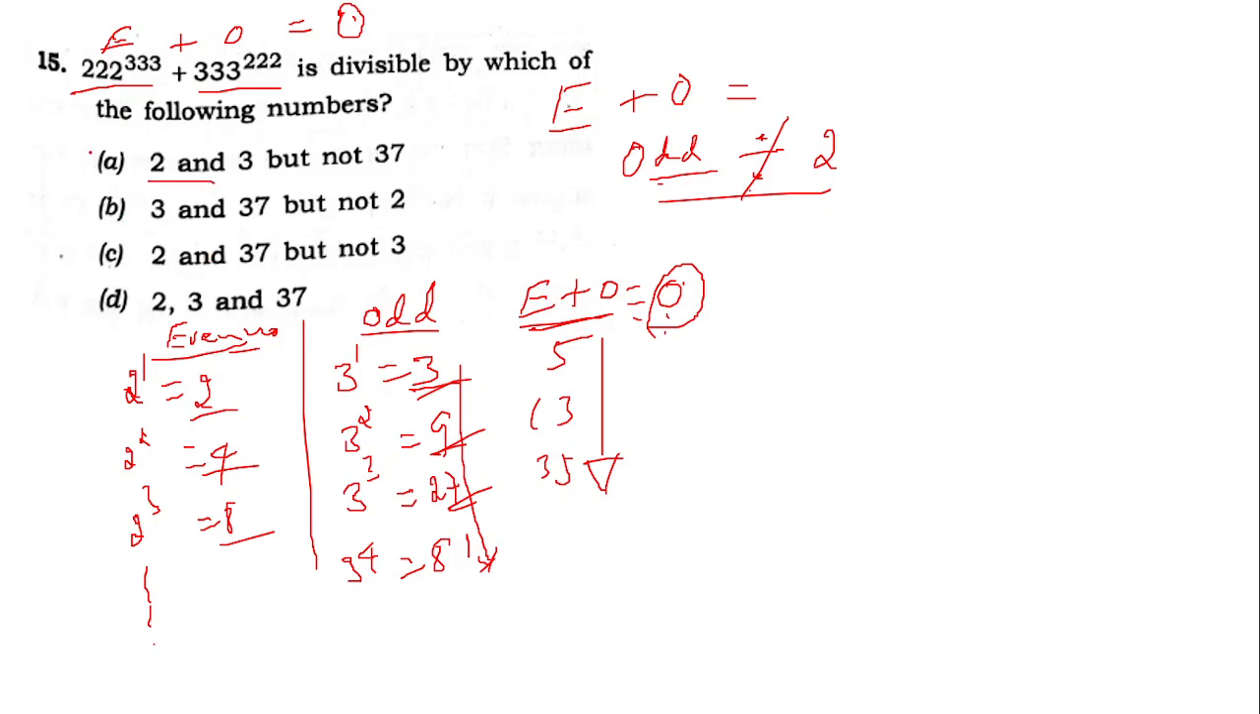Here it has 2, wrong. Here it has 2, wrong. Here it has 2, wrong option, which means this leaves me with only this option, 3 and 37, but not 2. As it says but not 2, I don't have to really check whether it is divisible by 3 and 37. I'll simply go ahead with this option. It is option B, right? Don't worry about checking 3 and 37. Okay, yes.